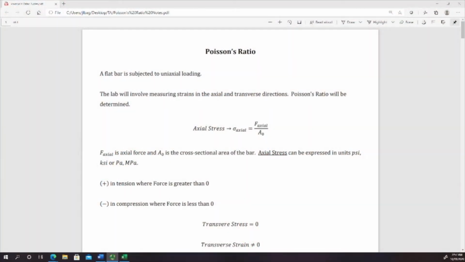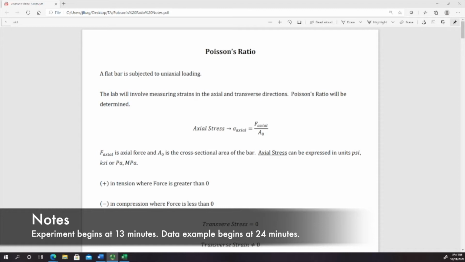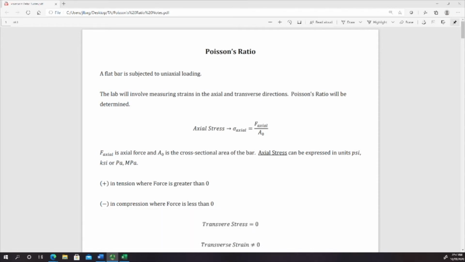This video is going to go over a little bit on the Poisson's ratio experiment. The first thing we're going to do is go over a little bit of notes and background for Poisson's ratio in the experiment, and then we're going to actually do the experiment, and then we'll go over a little bit on what you'll see in the data and kind of what to show for your report and the overall process on how to use your data for the analysis section.